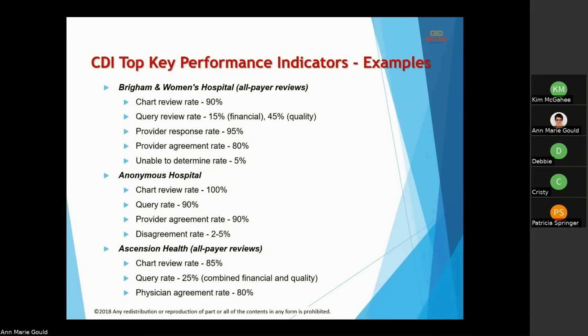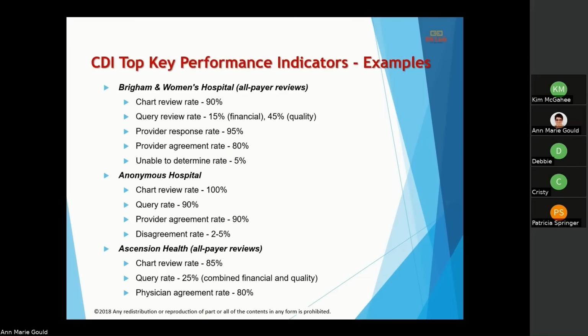Very good. Okay, so these are a couple facilities that I found some information on. I believe I found this article on the ACDIS website, and they said this was Brigham and Women's Hospital, and they do all payer reviews. Their chart review rate goal was 90%. Query review rate was 15% financial and 45% quality, which I found interesting. The provider response rate is 95%.